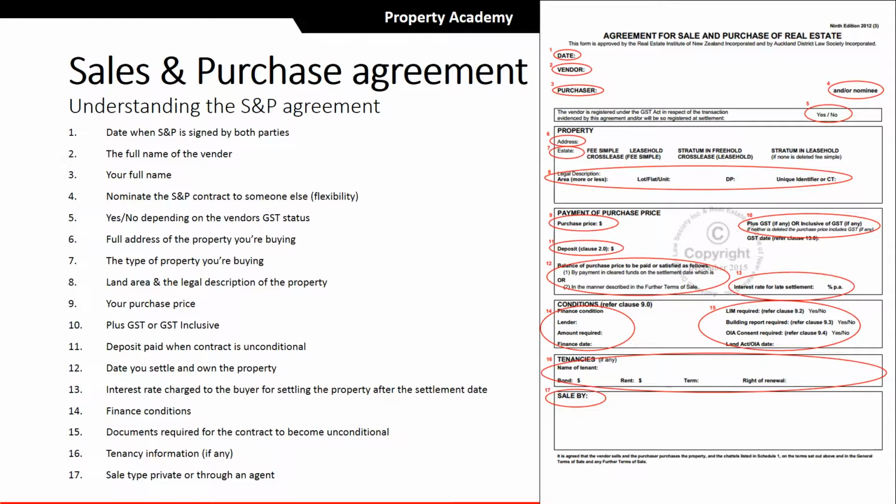Then we move on to number 11, which is the deposit clause. And the deposit is basically the amount you're going to be paying when the contract goes unconditional. And this amount is actually negotiable. It means the deposit you pay when you go unconditional. However, it can be as low as 0%. You can write 0% off the purchase price, or you can write a fixed amount. You can write $10,000 or $5,000.